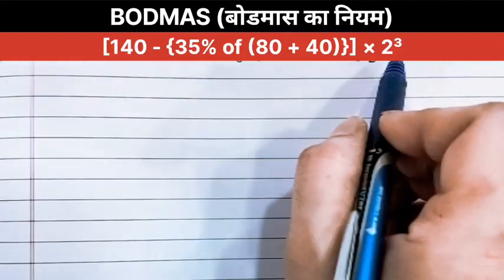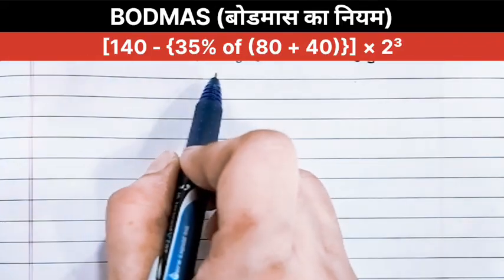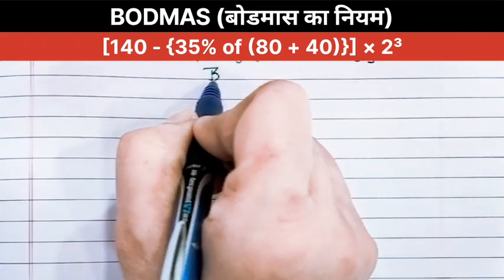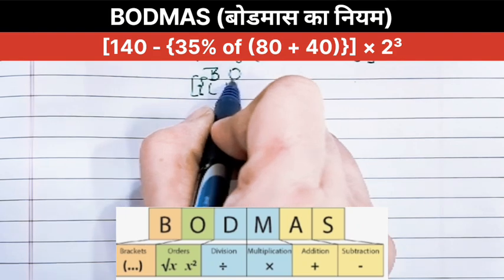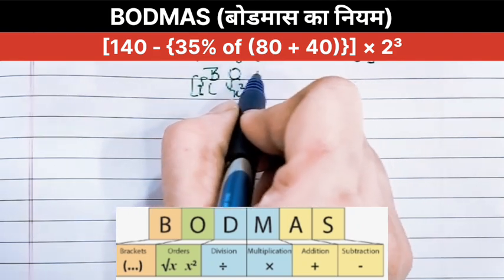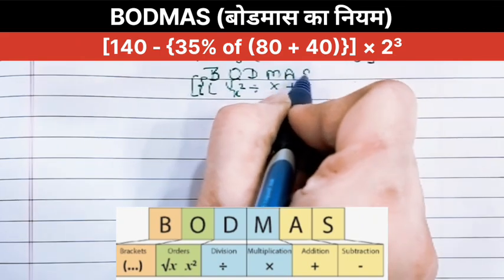Hello friends, now here is the step-by-step simplification of this math problem by using the BODMAS rule, which dictates the correct order of operation. First we solve brackets: small bracket, curly bracket, then square bracket. O stands for "of", or we convert into multiplication, we solve roots and exponents. D stands for division, M stands for multiplication, A stands for addition, S stands for subtraction.